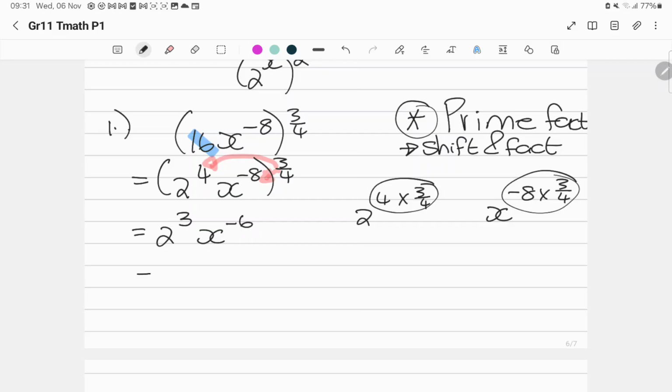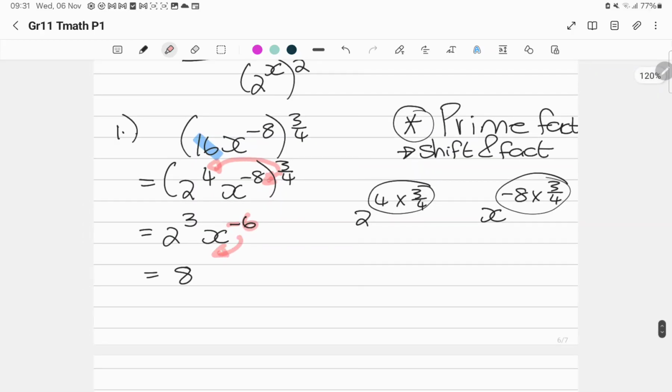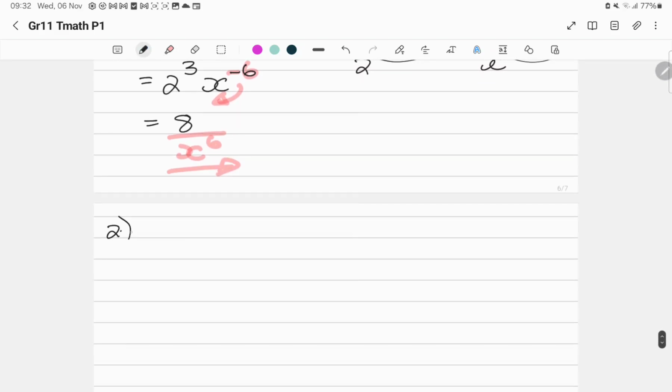And now you just finish it off. So 2 to the power of 3 is 8. And how do I make a negative exponent positive? I have to move it to the bottom. So it's going to be 8 over x to the power of 6. Okay, easy. It probably counts only like 2 or 3 marks. But the most important one, go and make prime factors. Okay, let's move on to question number 2.